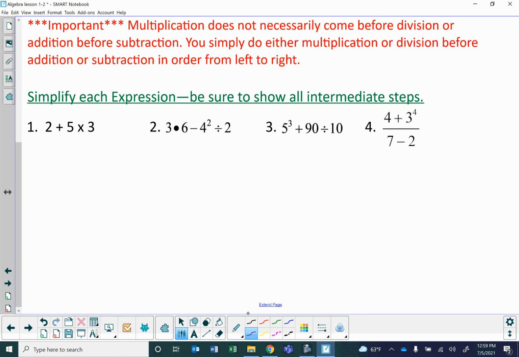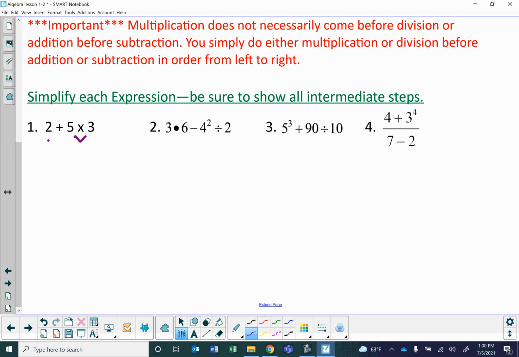If I look at problem number 1 here, it says 2 plus 5 times 3. My order of operations says I need to do any grouping first. Parentheses, we don't have any. Then we have to do exponents. Don't have any of those either. Then multiplication or division. Well, I do have some multiplication, and that would be right here.